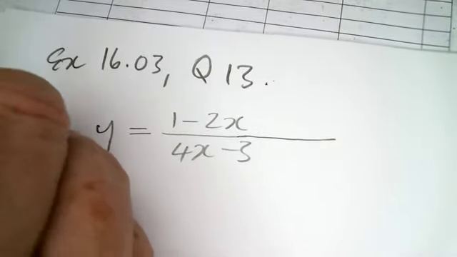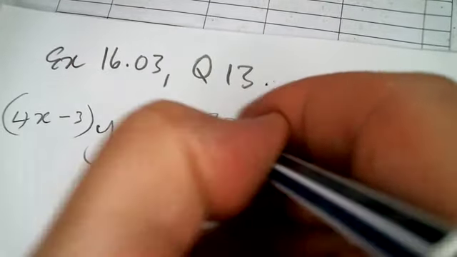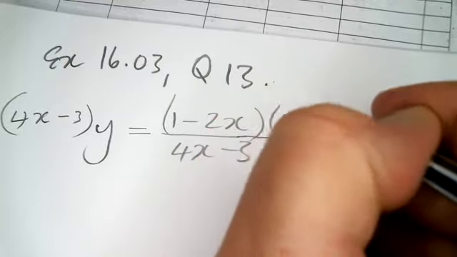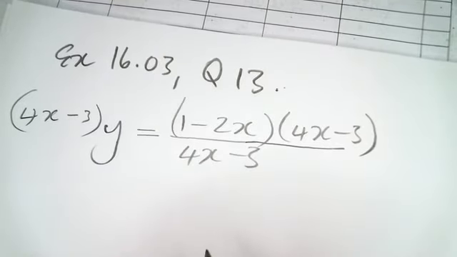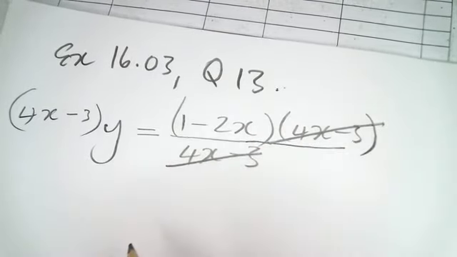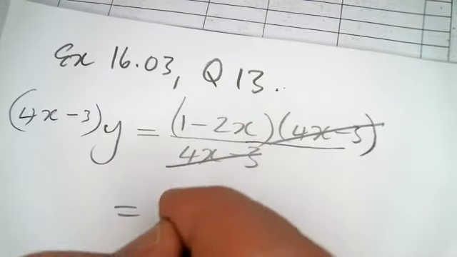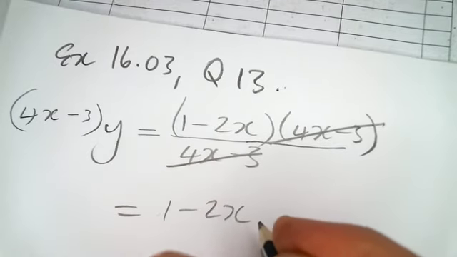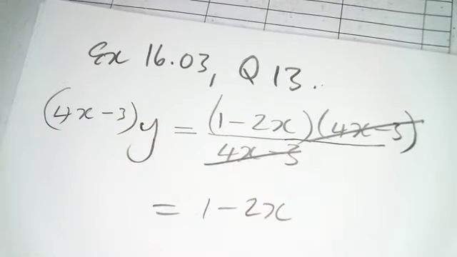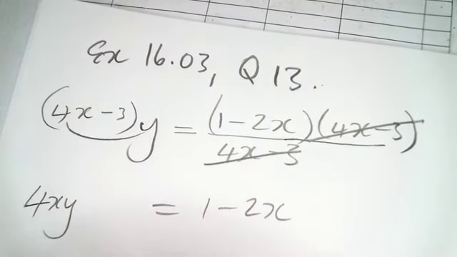So 4x minus 3 times y, and 4x minus 3 times 1 minus 2x. Of course, that means we can cancel or divide out 4x minus 3. 4x minus 3 divided by 4x minus 3 is 1, and 1 times 1 minus 2x is 1 minus 2x. So let's expand the brackets on this side. So I've got 4xy, and I've got negative 3y.